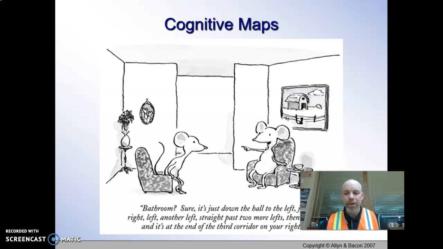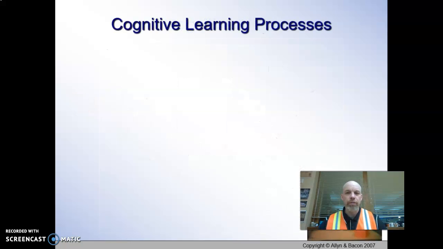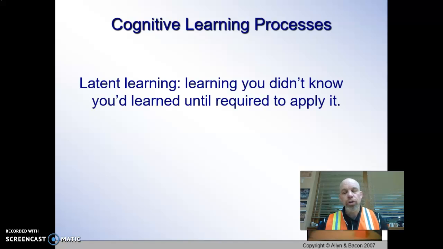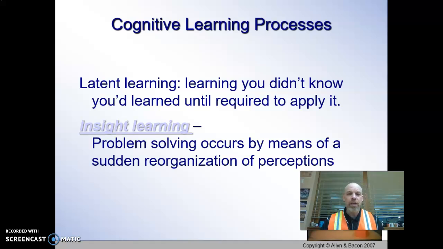All right, going from cognitive maps to cognitive learning processes, which gives us things like our cognitive maps. Again, remember what Mr. Woodard said. Everything that we're learning is the stuff that Skinner would have a tough time arguing against. This is all cognitive. Skinner was completely behavioral. So, two terms to know on this slide: latent learning and insight learning.